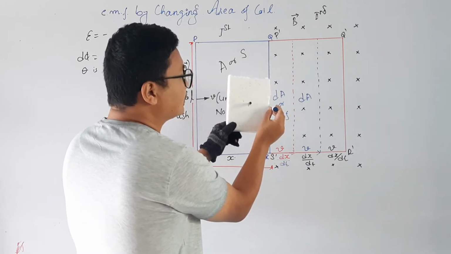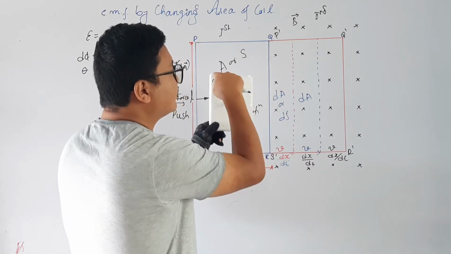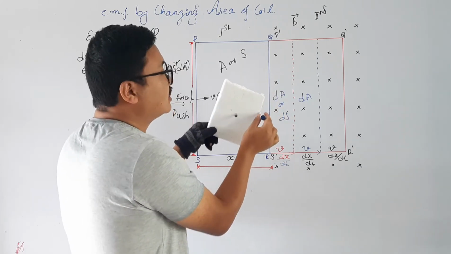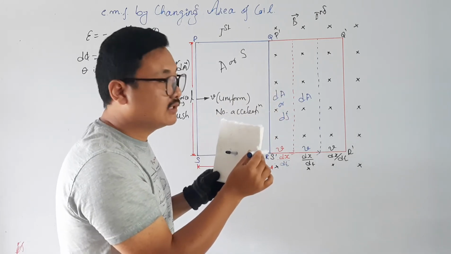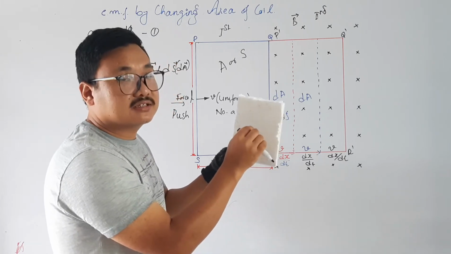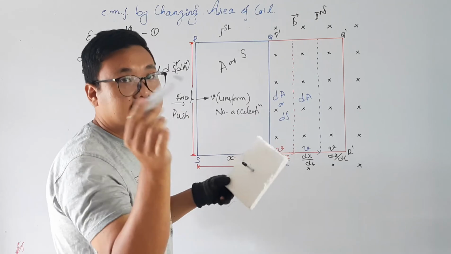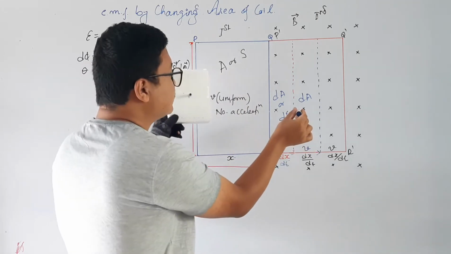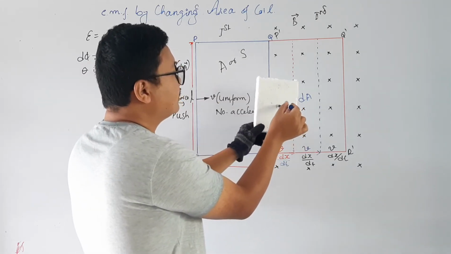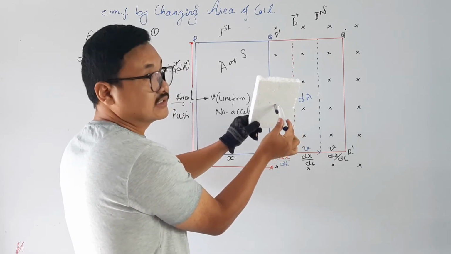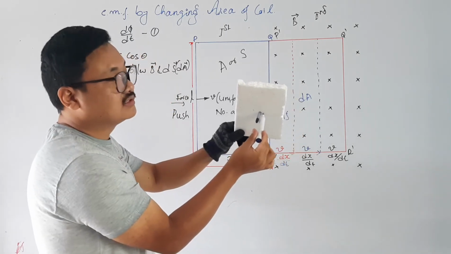Can you see what is the angle between the magnetic field and this coil? Here it is 90 degree. But I want to find the angle between the area vector and the magnetic field, not the angle between the rectangular coil and the magnetic field. So if it is moving like this, then what is the angle between the area vector and the magnetic field? The angle is 0 degree.